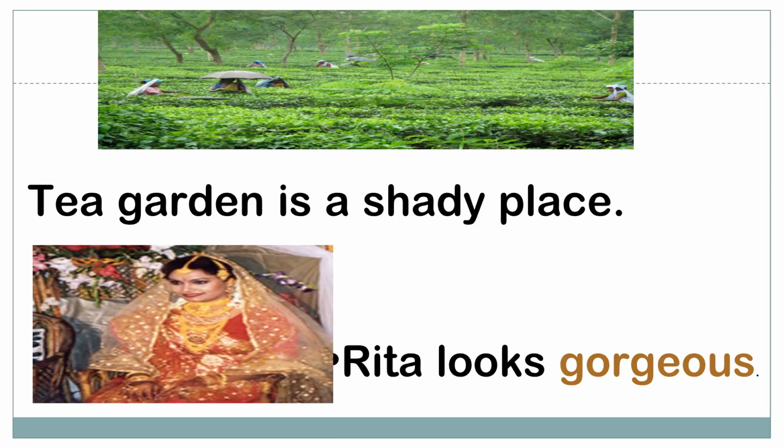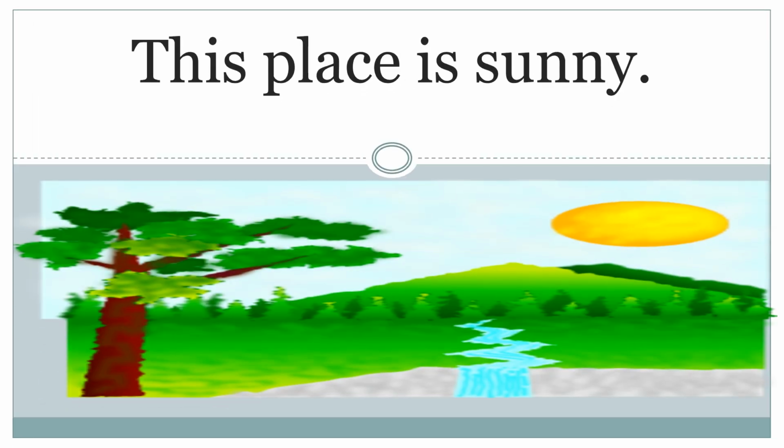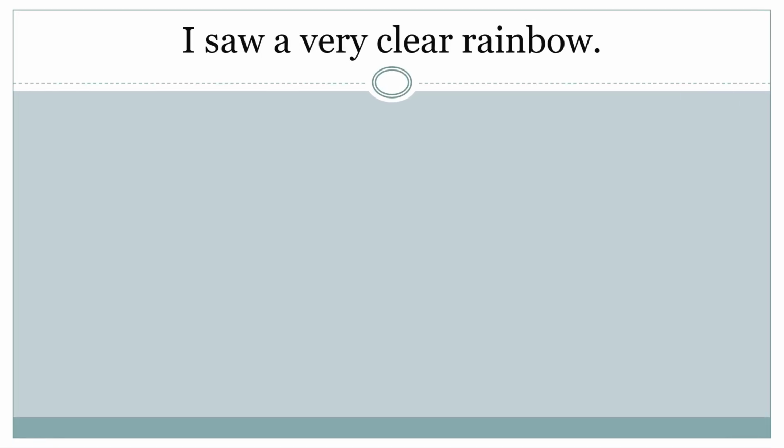For example, Tea Garden is a shady place, and Rita looks gorgeous. We can also use adjectives to describe the weather or an environment, like saying, this place is sunny. You can use adjectives to describe objects or experiences, such as, I saw a very clear rainbow. Finally, adjectives allow us to describe feelings and states of being, like asking, are you tired today?